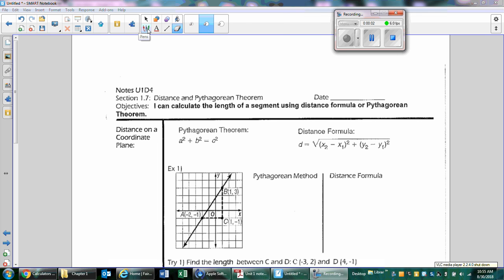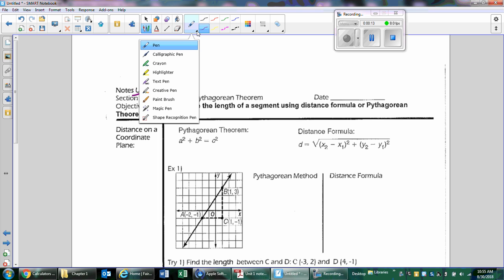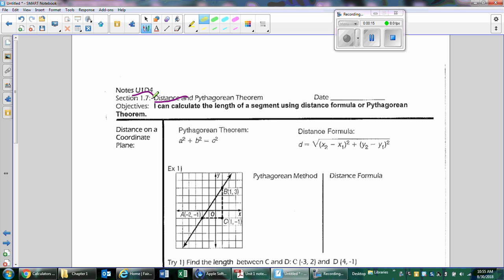Today I'm going over unit 1, day 4, and as you guys can see, I don't know what's wrong with this, so let me use the highlighter, might be better.